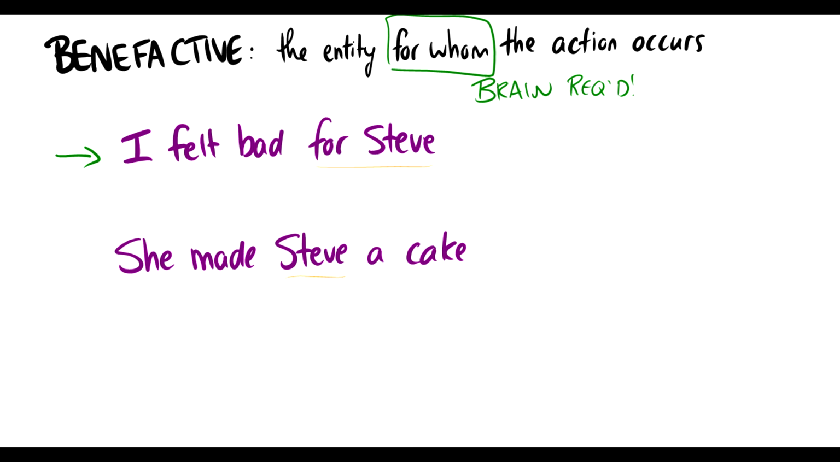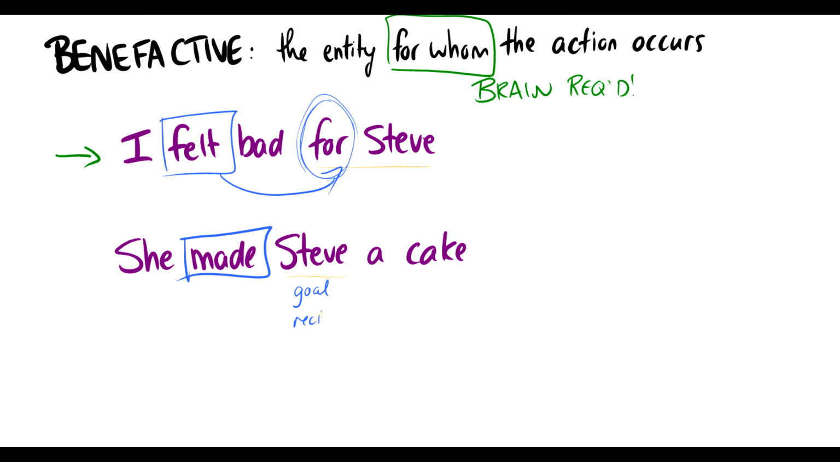This first example, I felt bad for Steve. Well, feeling is your predicate, and you're feeling for this person. So they are the benefactor of the emotion here. They're the benefactor of the verb. Now, this is a little bit easier to see because we have this word for here that kind of matches up with the definition. But in this second example, she made Steve a cake, well, you think, hold on a second, isn't Steve a goal? Isn't Steve a recipient? Well, yeah.